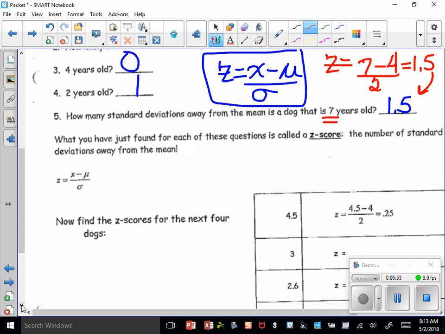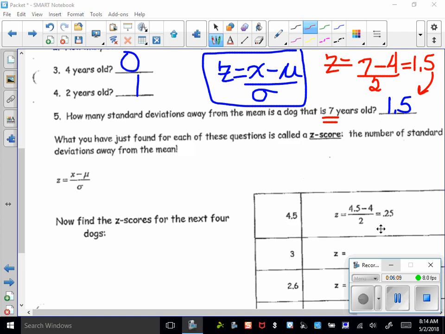Anytime you see Z-score, especially when you're taking your test, you automatically want to look at your formula sheet and make sure you write down the formula and then solve for whichever variable you're trying to solve for. In this case it would be Z.